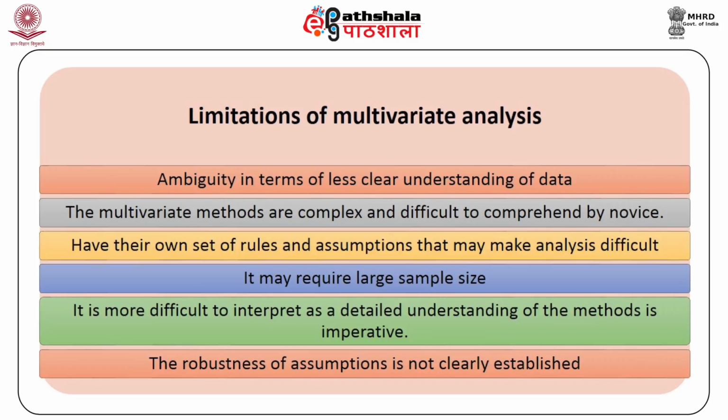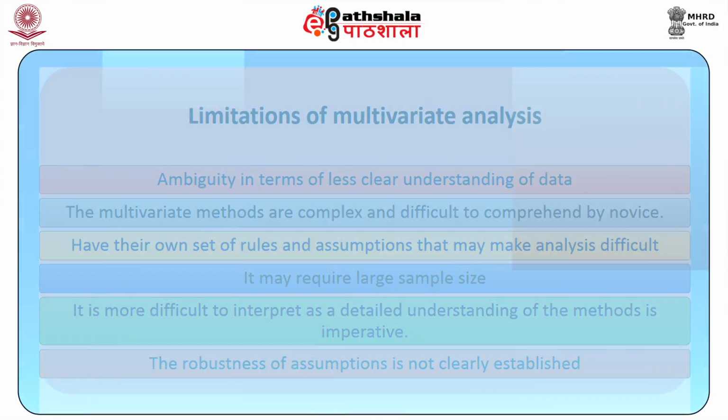Of course, there are limitations to the multivariate analysis, and some of them are that there is ambiguity in terms of less clear understanding of the data. The multivariate methods are complex and difficult to comprehend by novices. They have their own set of rules and assumptions, and that makes analysis difficult. It may require large sample size. Also, the methods are more difficult to interpret, as a detailed understanding of the method is imperative. The robustness of assumptions is not clearly established.